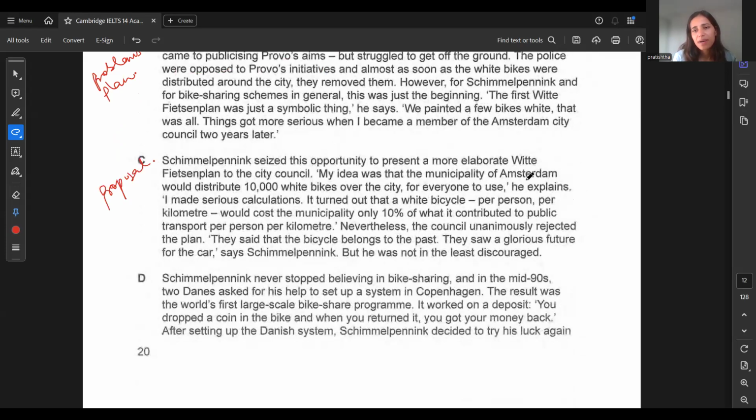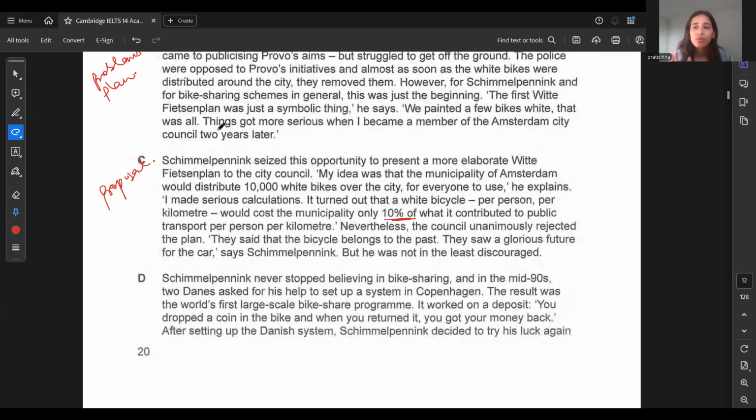My idea was that the municipality of Amsterdam would distribute 10,000 bikes over the city for everyone to use, he explains. I made serious calculations. It turned out that a white bicycle per person per kilometer would cost the municipality only 10% of what it contributed to public transport per person per kilometer.